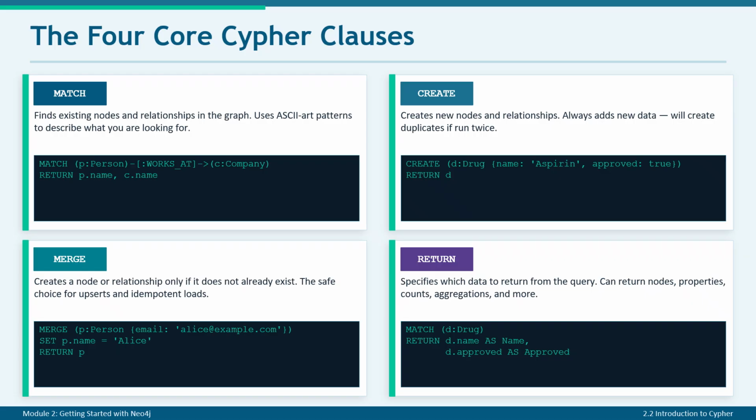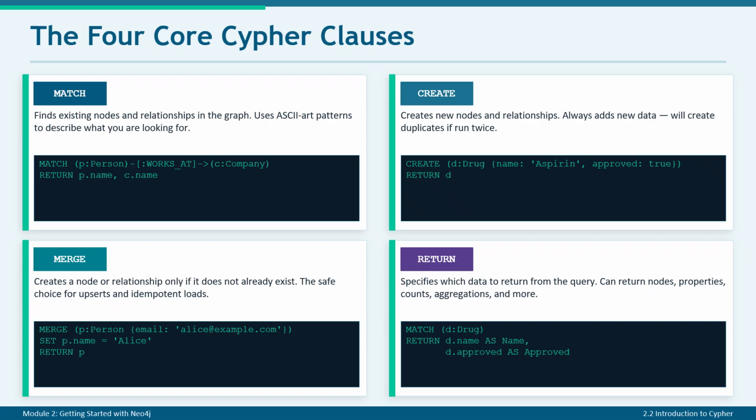Merge is the smart alternative to create. It checks whether the pattern already exists in the graph. If it does, it uses the existing data. If it does not, it creates it. Merge also has onCreateSet and onMatchSet clauses that let you set properties conditionally. You can populate a new node with defaults while updating an existing one with fresh values. Merge is what you should use for all production data loading.